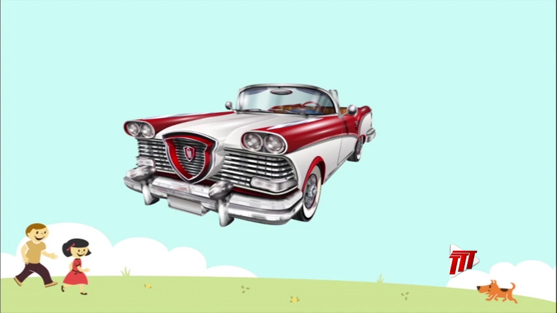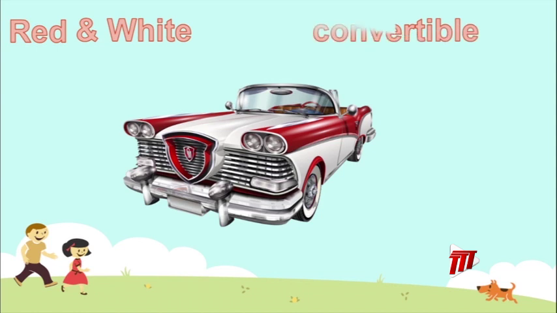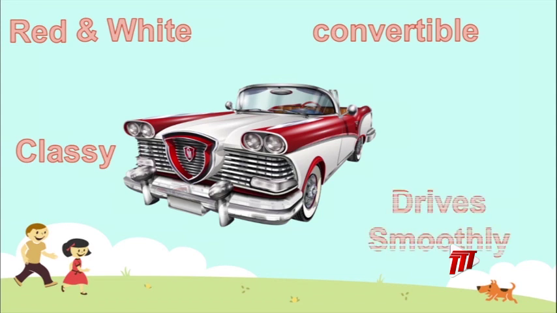So what are some of the things that we can see about this car? Maybe we can see the car is red. Maybe we can see it's red and white. We can go further to say it's a convertible car. We can even say the car is classy. We can say it drives smoothly.